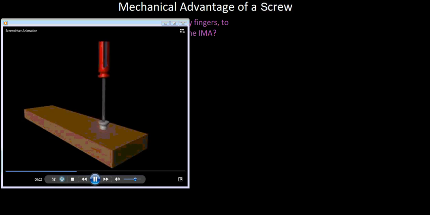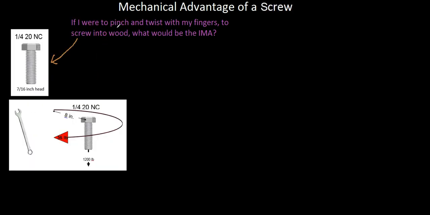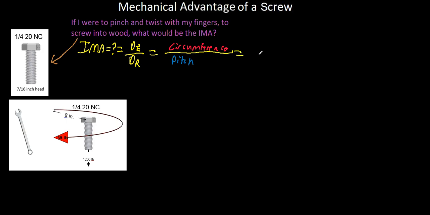Let's go ahead and just solve the problem. We're trying to find the IMA. IMA hasn't changed. The question is, what is IMA? Well, it's still DE divided by DR. As we learned in our last video, that is just circumference divided by the pitch. Circumference on top and pitch on bottom. And we're trying to figure out what those two numbers are. So what numbers are going to go here and here?